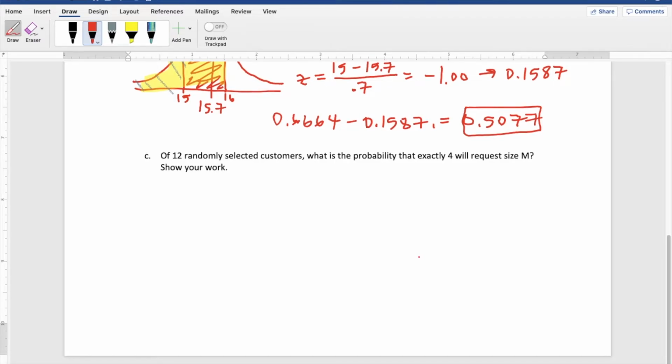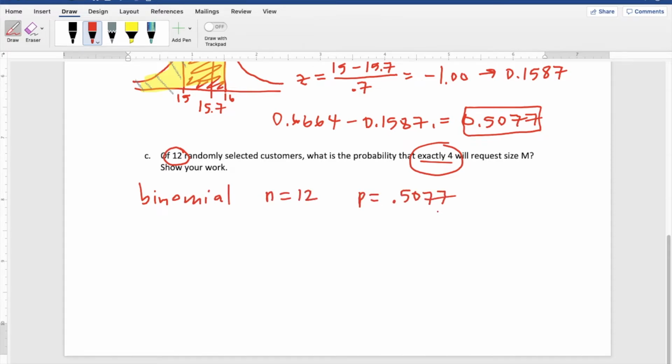So then on part C, it says of 12 randomly selected customers, what is the probability that exactly 4 will request a size medium? So this is binomial again. We have a set trial size, and we want to find the probability that a certain number will do a certain thing. We know the probability of just overall someone having a size medium, and we want to know the probability that a certain number will have a size medium.